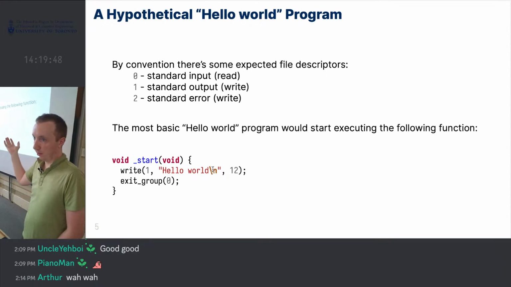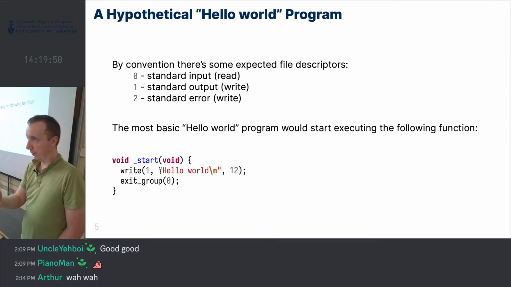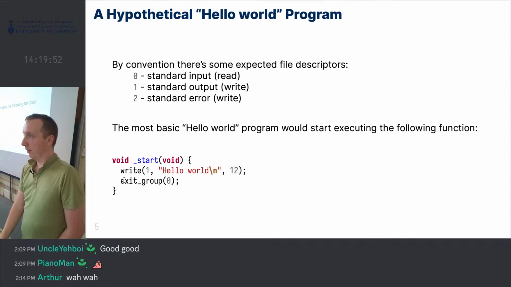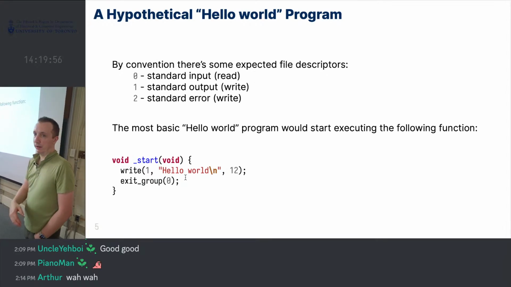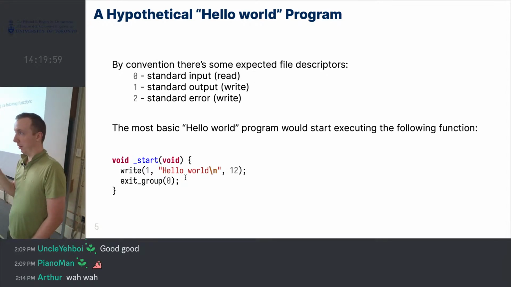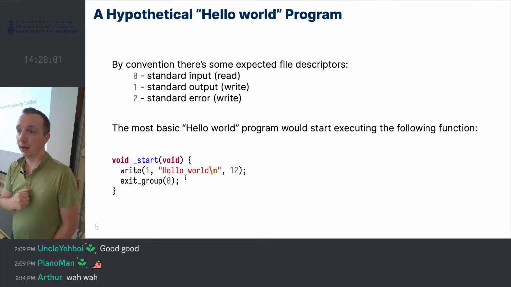So in total, we want to write 12 bytes to 1, which is standard output. And then if we're done with our program, we just call exit group and say 0. 0 by convention means nothing went wrong. We have no errors.